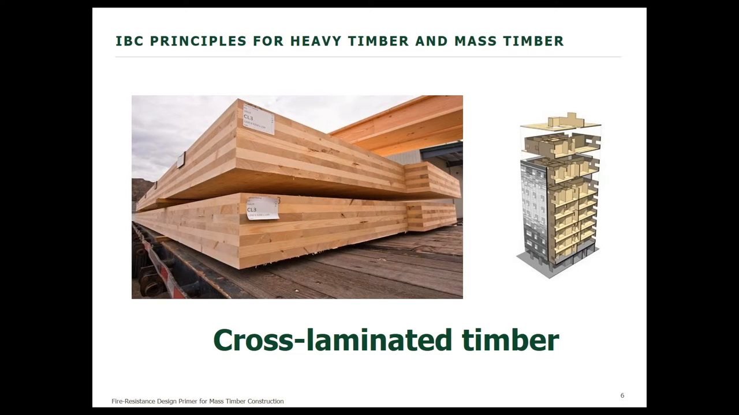CLT is typically dimension lumber, 2x, laminated in crosswise fashion, layer upon layer, with glue layers provided between to make a solid wood floor, wall, or roof panel up to 20 inches thick and 60 feet long. What has been used so far is typically more like what you see here on the screen, panels between 6 and 9 inches thick. So imagine a building put together as shown on the right with solid wood floor and wall sections, a very significant increase in structural capacity for load-bearing walls and floors.